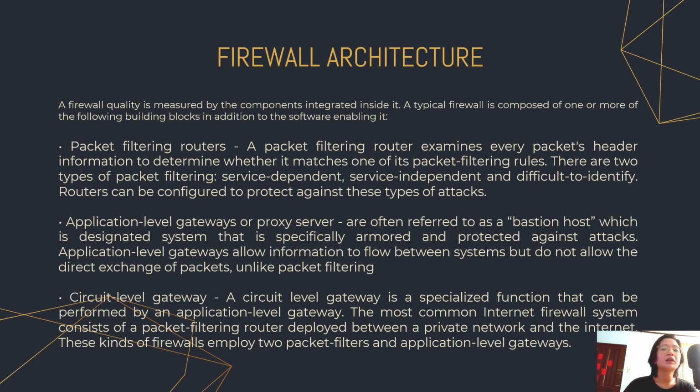The most common Internet firewall system consists of a packet filtering router deployed between a private network and the Internet. These kinds of firewalls employ two packet filters and application-level gateways.